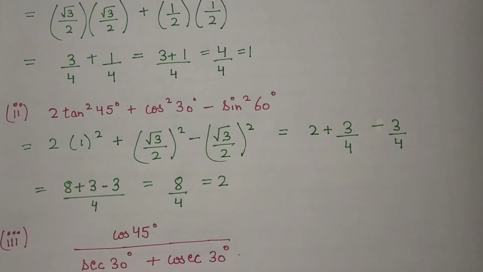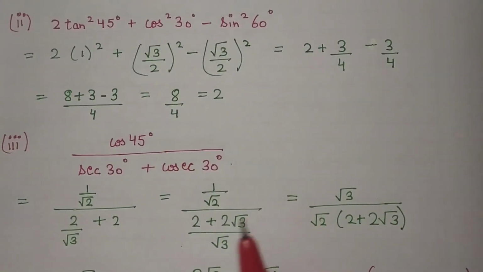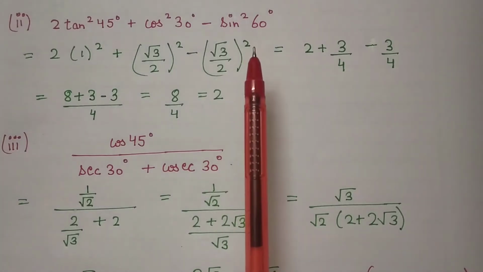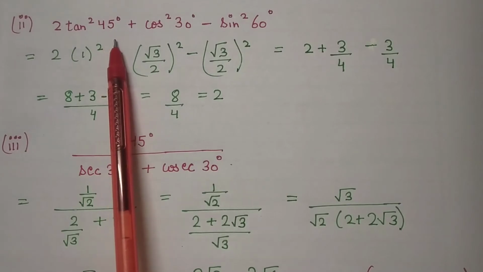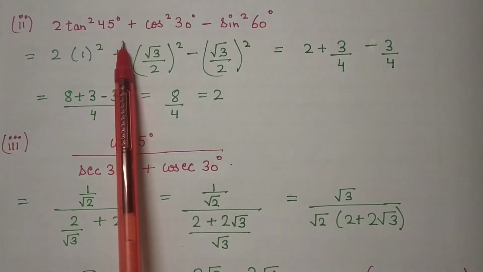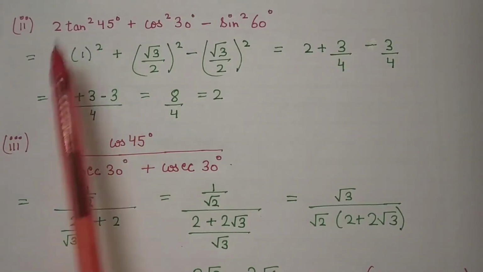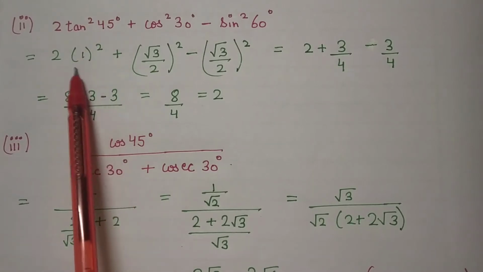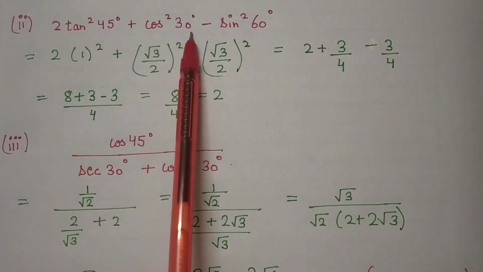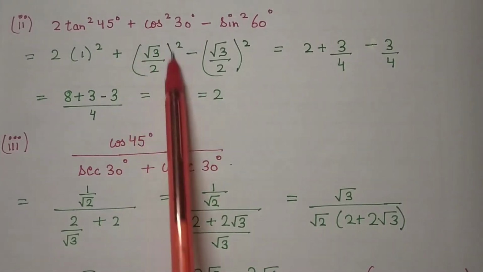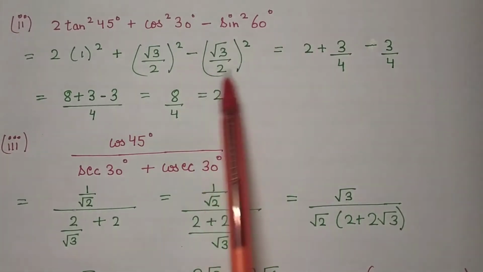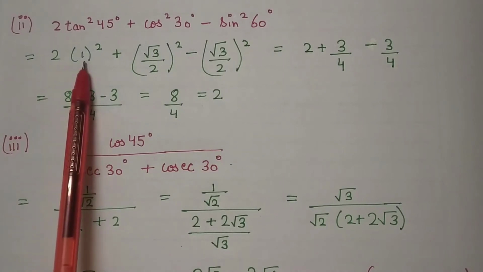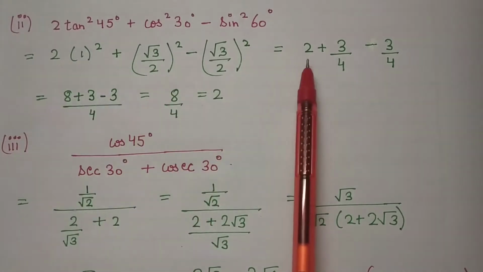Next part, 2 tan square 45 degree plus cos square 30 degree minus sin square 60 degree. Simple question. If you have the angles as 0 degree, 30 degree, 45 degree, 60 degree or 90 degree, you know the values. So directly put those values. 2, the value of tan 45 degree is 1 whole square, plus the value of cos 30 degree is root 3 by 2 whole square because the question has square, minus the value of sin 60 degree is root 3 by 2 whole square. Now solving the equation, 1 square is 1, 2 multiply 1 is 2.